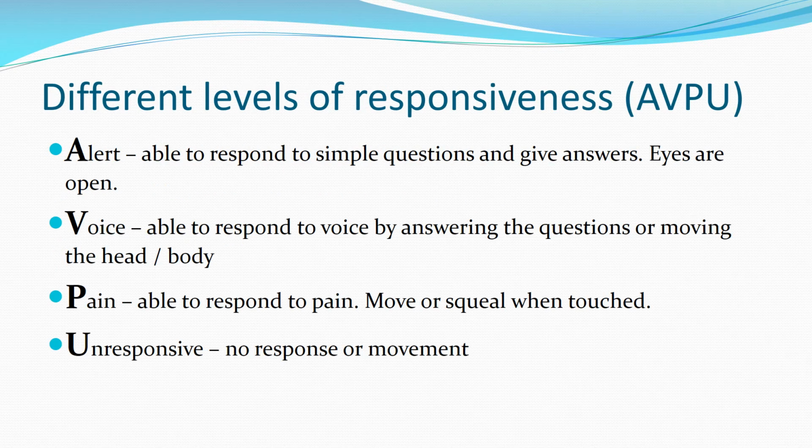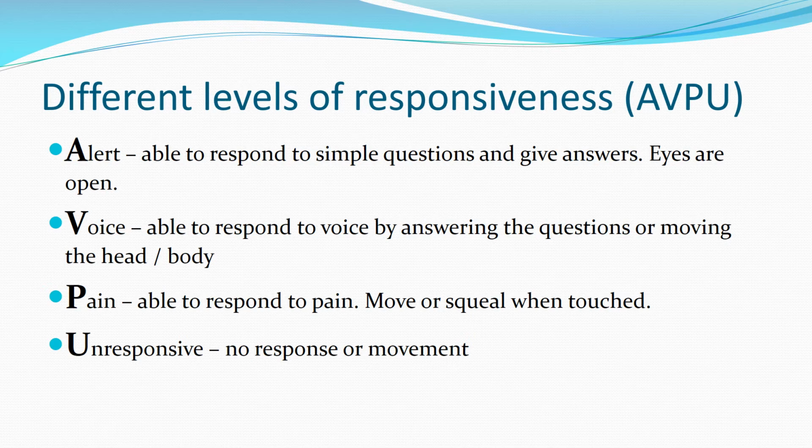There are different levels of responsiveness. We go by the acronym AVPU. A stands for alert. Is the person alert? When you're asking questions, is he able to answer simple questions? And are his eyes open? And voice, is he able to respond to your voice by answering questions? Simple questions like, what's your name? Where is the pain? Is the casualty able to answer your question? So that's what you do. You check whether the person is alert and whether the person can respond to your voice.